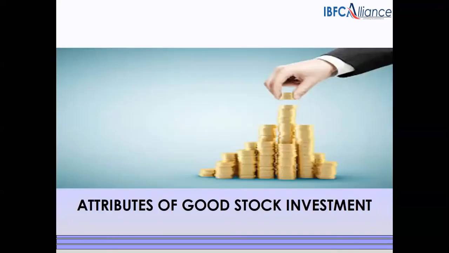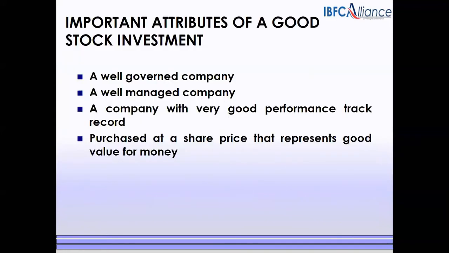Okay, let's now look at the attributes of a good stock investment. In other words, how can I make a good stock investment? I have 4 points here. The first one is a company that is well governed. Second, a company that is well managed. Third, a company with a very good performance track record. And the fourth is a stock investment that is purchased at a share price that represents good value for money. Let's go through each one.